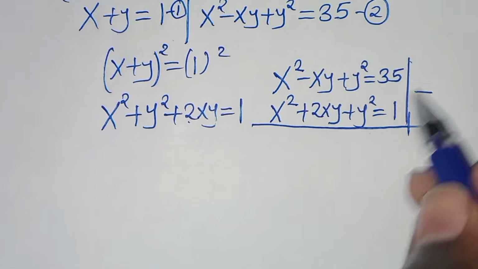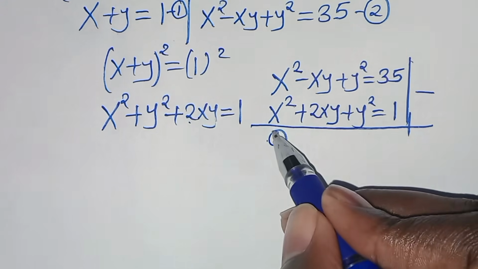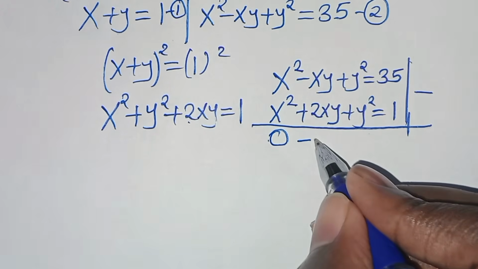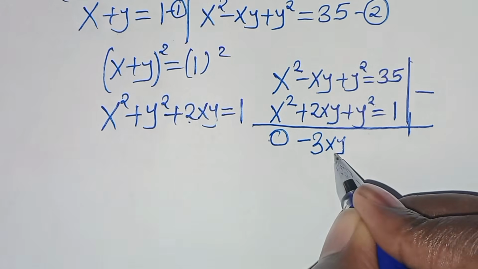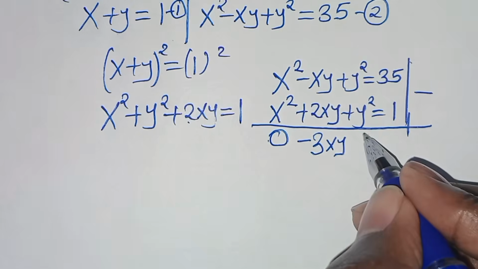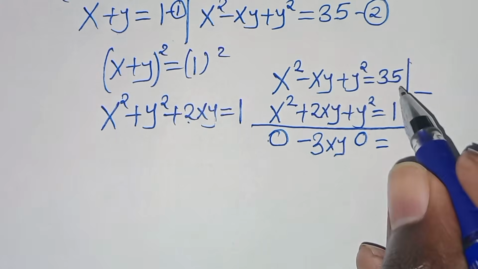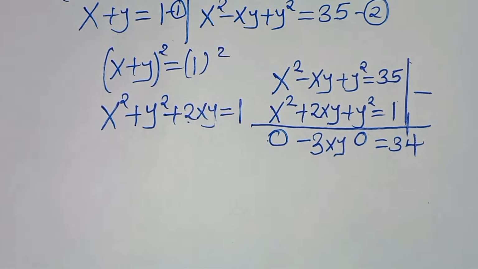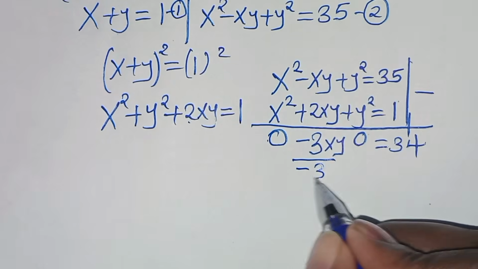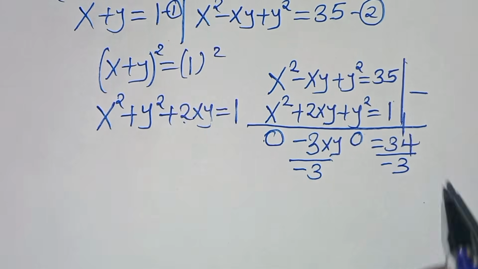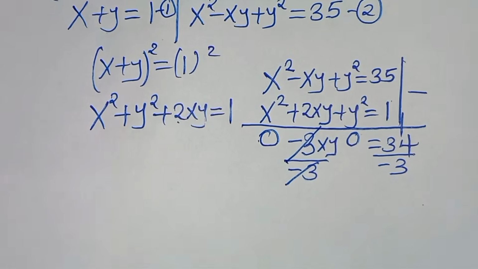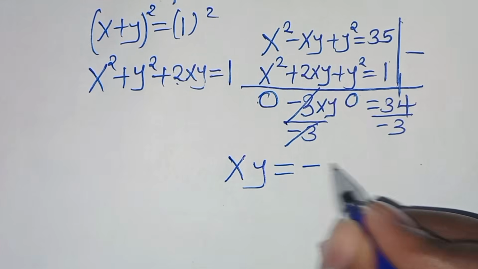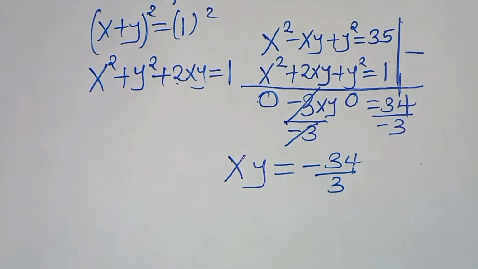We have x squared minus x squared, this simplifies, so this is equal to 0. Minus xy minus plus 2xy, this is minus 3xy. Then y squared minus y squared, this is equal to 0. Then this is equal to 35 minus 1, this is equal to 34. So let's divide by minus 3 here. So this implies that we have xy is equal to minus 34 over 3.